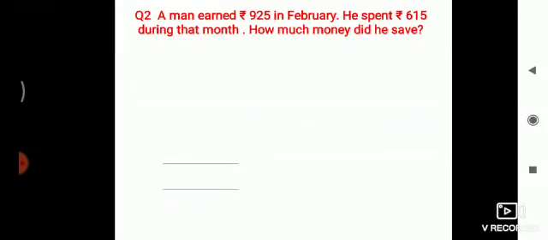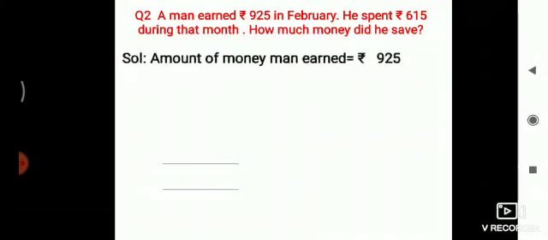Now, question number 2. A man earned rupees 925 in February. He spent rupees 615 during that month. How much money did he save? Here it is given that the man earned rupees 925 and spent rupees 615. We have to find out how much money he saved. In order to find out the amount of money he saved, we have to subtract the amount spent from the amount earned.